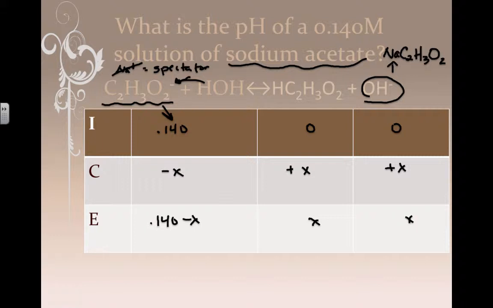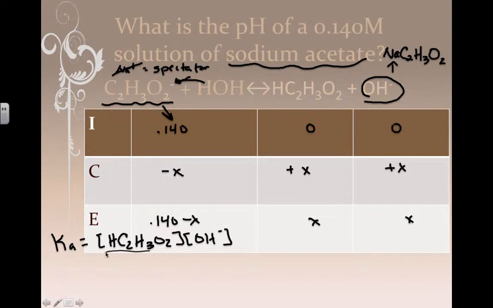Alright, then we write the equilibrium expression. So K is the acetic acid concentration, the conjugate acid for my basic salt, times the hydroxide ion concentration over the acetate ion concentration. And I don't get to use a Ka here because I have hydroxide. I have to use a Kb.